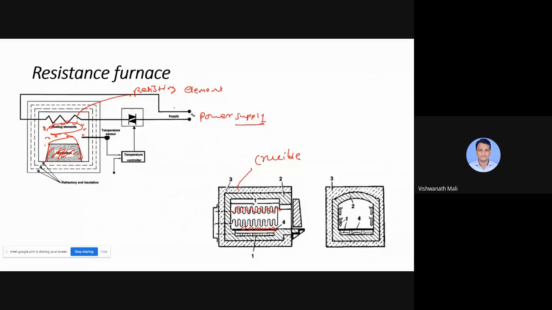Here also we can control the temperature properly with the help of the power supply. And once it is heated, we can remove the molten metal. Here we can see the passage for the molten metal.